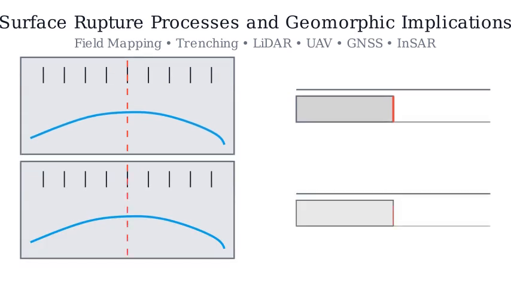Strike-slip faults mostly move sideways. On the surface, they laterally offset features. Imagine a fence or a stream suddenly shifted by a few meters. We may also see en echelon fissures and pressure ridges in the rupture zone.